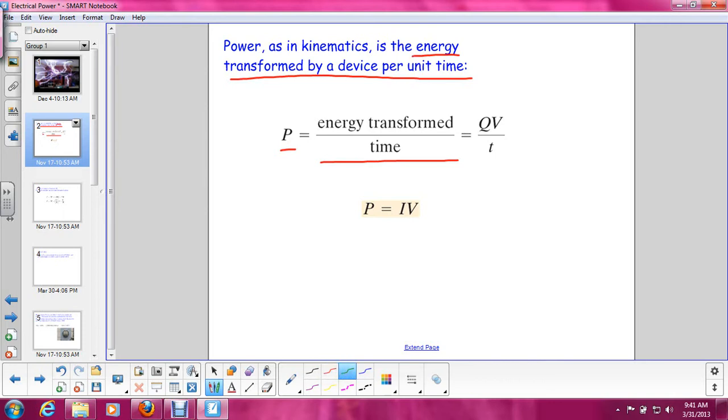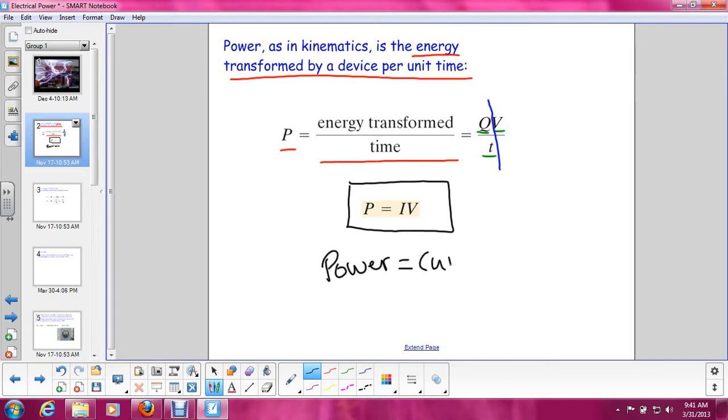In electrical terms, we can define that as the charge times the potential difference divided by the time. Now, if we break this up like this, charge over time tells you the flow of charge past a certain point in a conductor, and that is defined as the current. So it turns out electrical power can be defined by this equation. Power is equal to the current in your circuit multiplied by the potential difference, or the voltage.